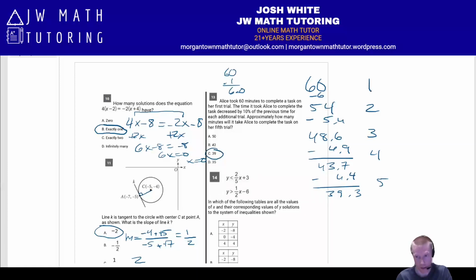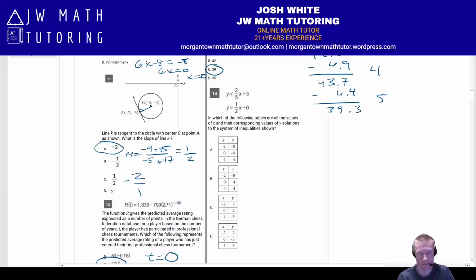It's going to be C, 39. And again, the key to this one is to round the values you're subtracting to easy numbers, so you can do it in your head and not spend too much time on it. All right, next up, question number 14.